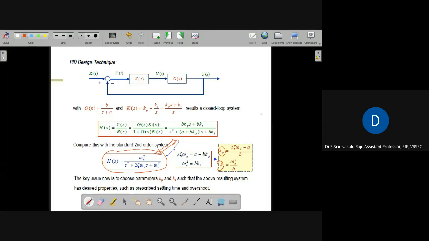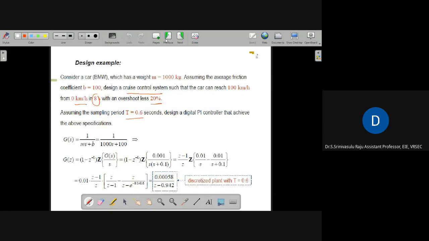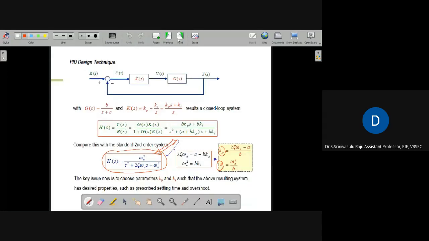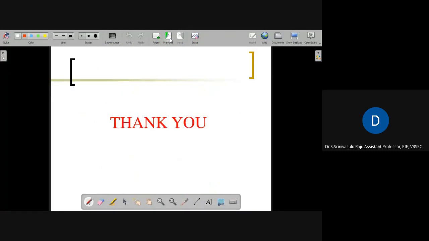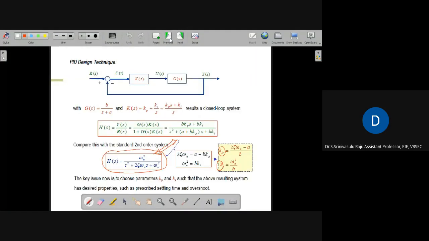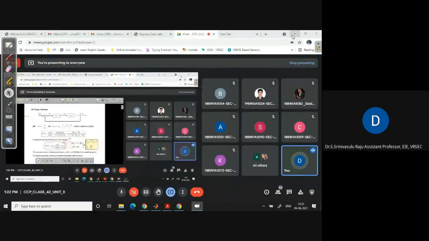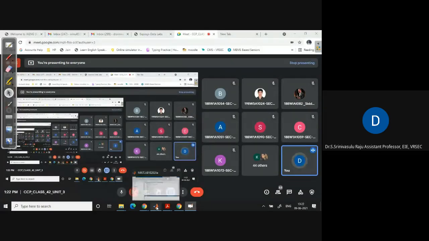Now you may ask the question: how will I get the zeta and omega n? They have clearly mentioned it: settling time is equal to 8 seconds, overshoot less than 20%. So you have the formula. You substitute here and you get the Kp, Ki values. Then you can substitute here and you have the tracking response. Like this you have to design the PID controller.